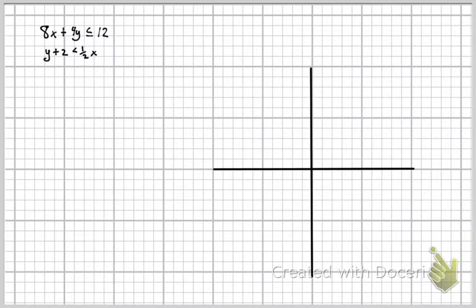Okay, so our next equation, just to do a couple of these so we've got an idea of what we need to do on the assignment. What we're going to be doing is we have 8x plus 4y is less than or equal to 12, y plus 2 is less than 1/2 x. So just like the last problem, I'm going to start by taking a look at the first equation and solving for y. So I've got my 8x plus 4y is less than or equal to 12.